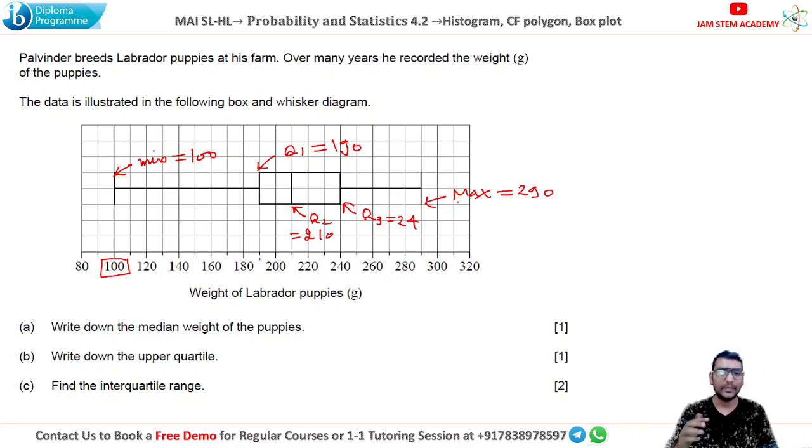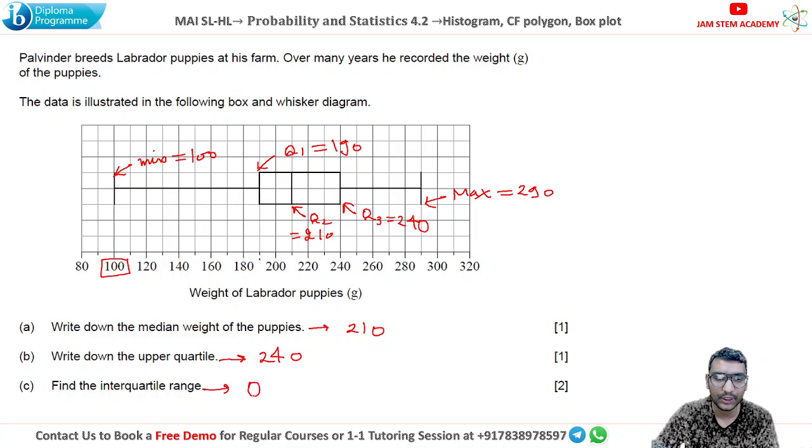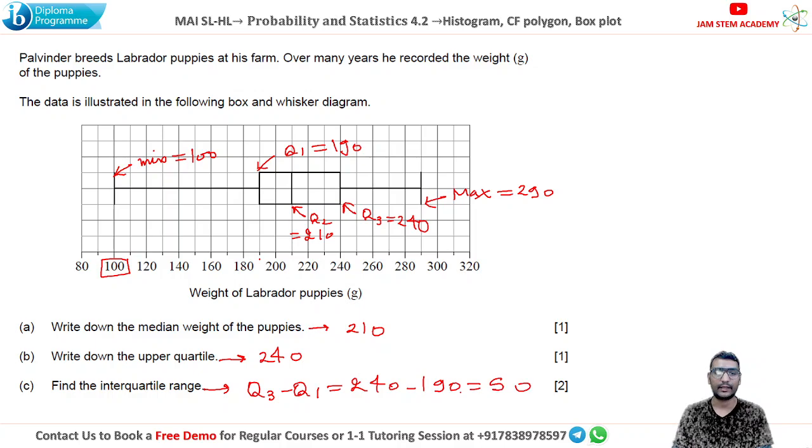Write down the median weight of the puppies. So what's the median? From the graph you can see the median is 210. Write the upper quartile. So the upper quartile is Q3, which is 240. Interquartile range: you can find Q3 minus Q1, right? So 240 minus 190 gives me 50 as the interquartile range. They may ask you semi-interquartile range also. Then you have to take half of the interquartile range. That is called semi-interquartile range.